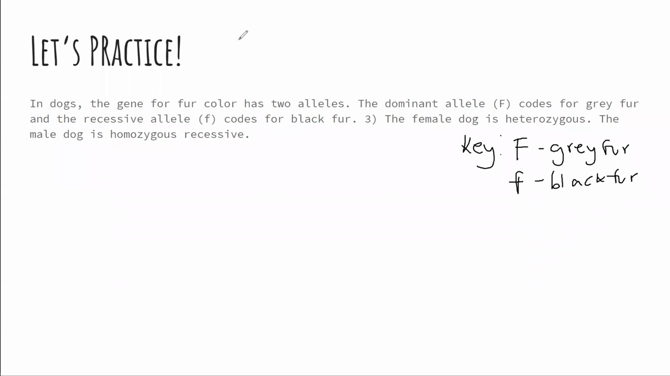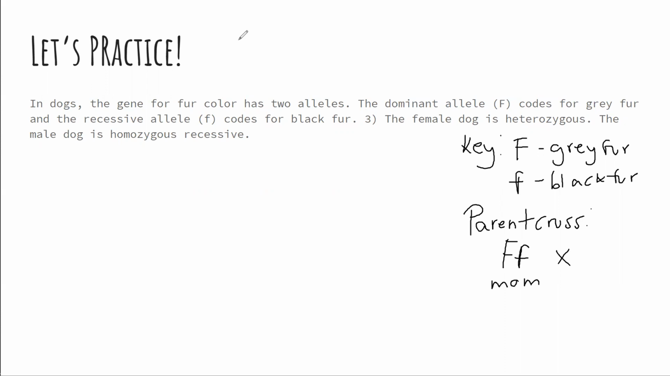The next thing is I want you guys to tell me the parents' genotypes. So I want you to show me the parent cross. It says the female dog is heterozygous. If she's heterozygous, she has two different alleles, so would her genotype be capital F, lowercase f, or lowercase f, lowercase f? Right, she would be capital F, lowercase f. So that's mom.